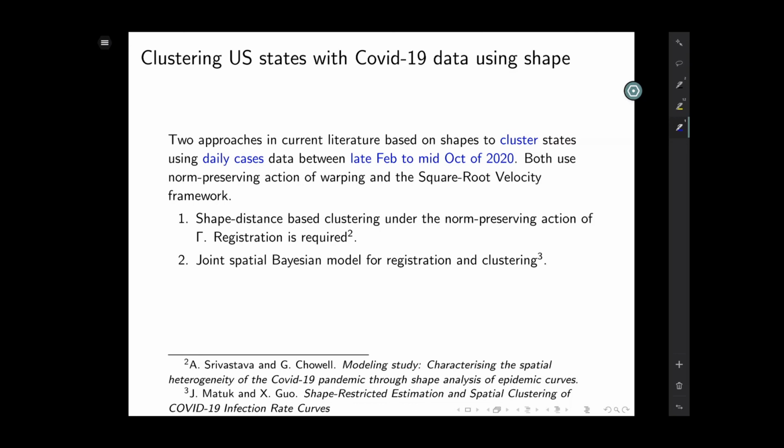Both of these are really interesting works for this particular talk, mainly because they both use this norm-preserving action, or the L2 action, which preserves the square root of the areas between the zero crossings, and the square root velocity framework, which is a popular framework for doing functional data analysis. Both of them use this framework. The first one just works in distances on a shape distance. The second one actually explicitly models the warping and the variabilities, but both of them give us clustering. Okay, so there are two different approaches, but both based on using shapes explicitly to do the clustering.